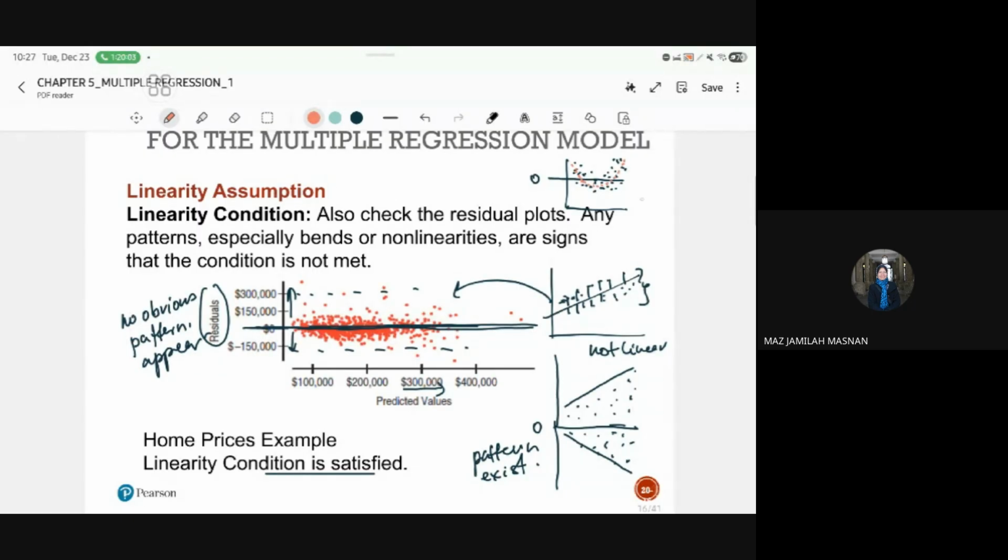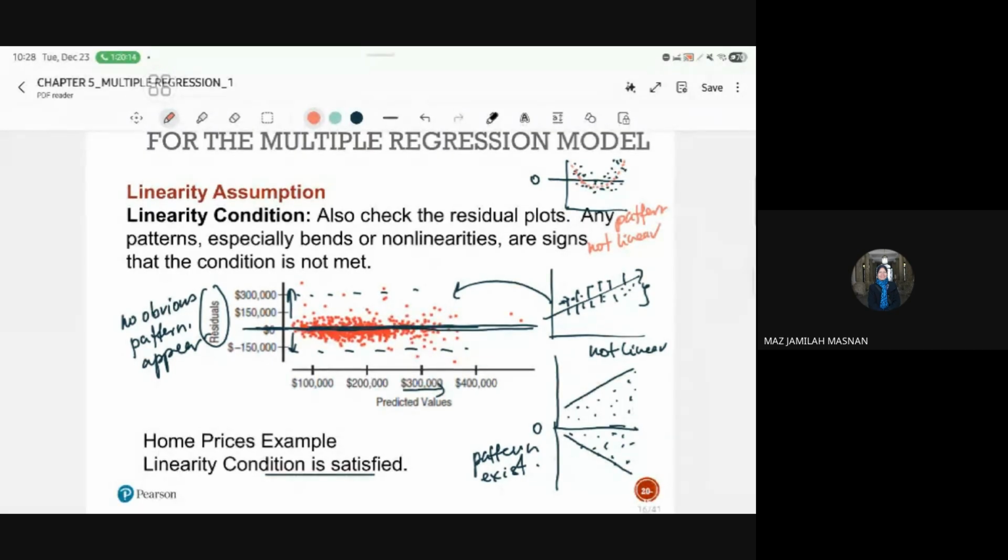So this one is also a pattern, and this shows that the model is not linear, the variable is not linear. So pattern exists, not linear. Okay, class, do you have any question here?